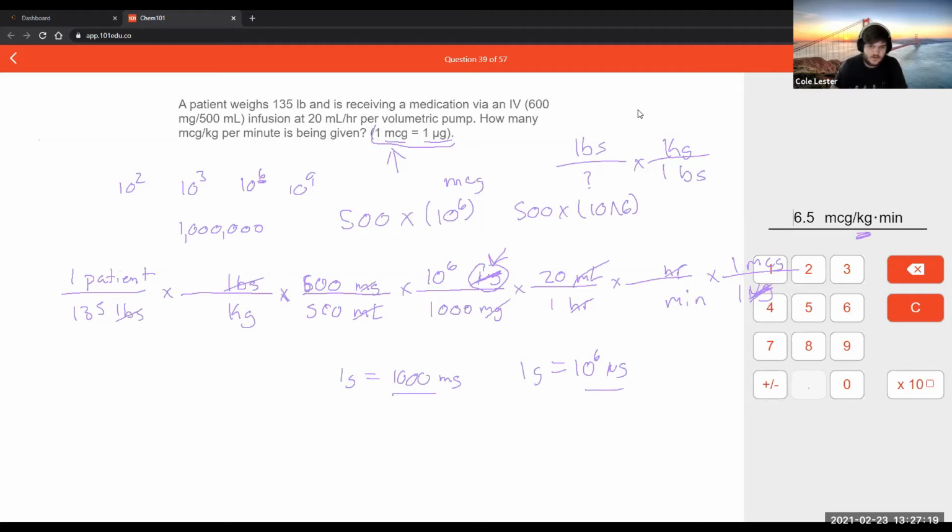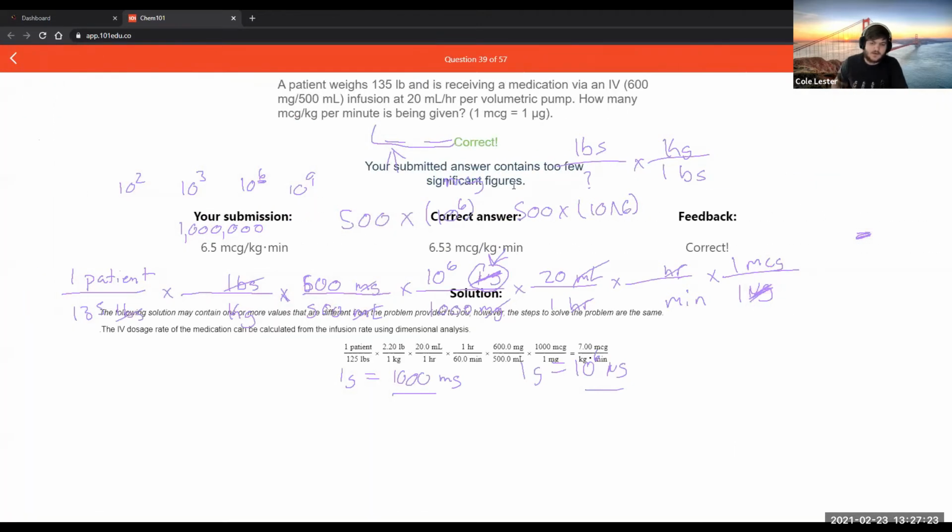Why is the answer wrong? If your answer is wrong, the math is going to be right, so make sure that they change these numbers. They'll change 135, they'll change the 20, and they'll change the 500 to 6, or 600 to 500. So make sure you change those numbers accordingly, but the whole formula itself is correct.